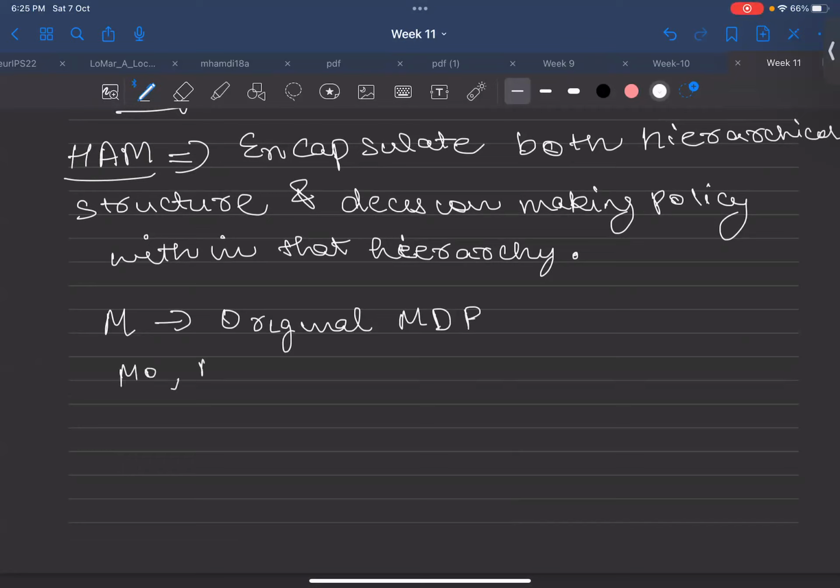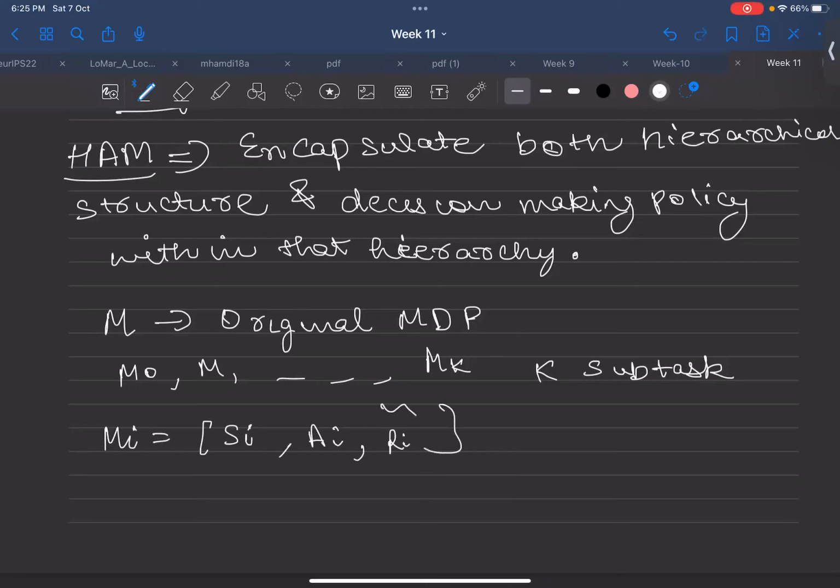So taking the original problem, the original MDP, let's break it into smaller tasks: M0, M1, Mk, where k indexes the subtasks. This is what we are doing. Each subtask is having some quantities. Let us now go into each of the quantities here.